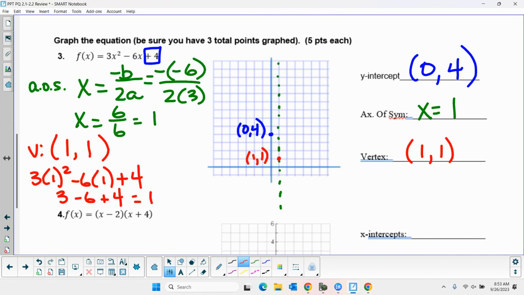So I need a third point. Well, all I have to do, from my axis of symmetry, I went left 1, so I'm going to go right 1, straight across. And that is 2, 4. So there's my 3 points that I labeled. And there's our parabola graph. So to get all 5 points for that problem, you got to do all that. Questions?